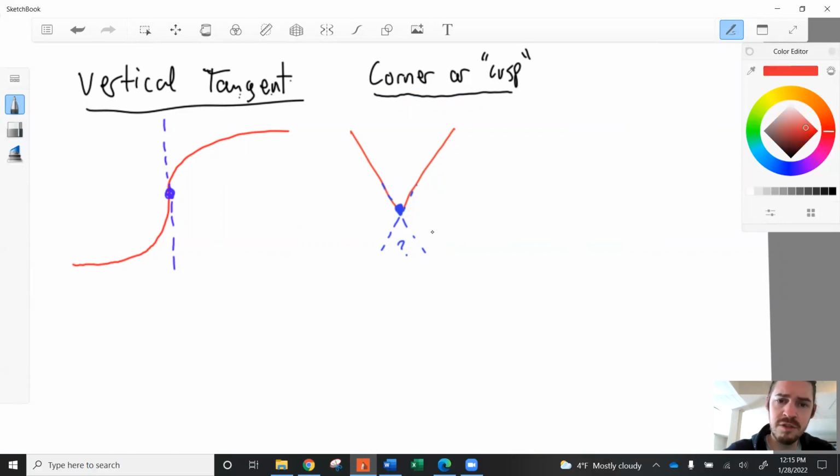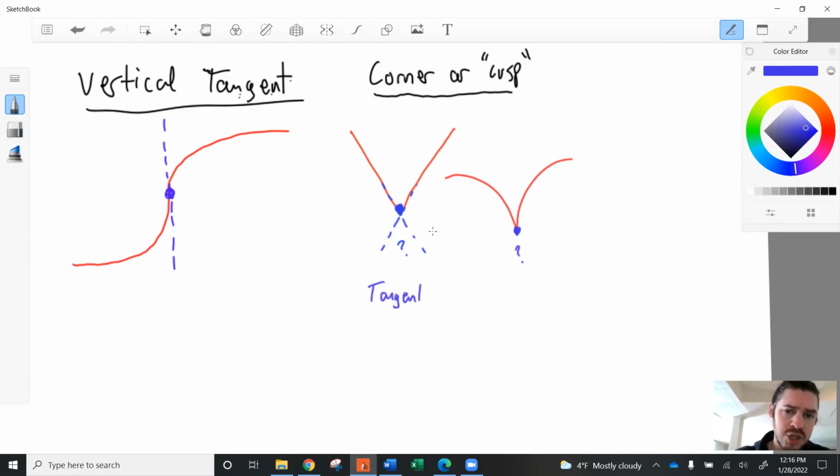Another case, this is like a corner. A cusp is when it sort of looks like that, and you kind of have it approaching infinity, perhaps. So in either of these cases, the tangent slope is undefined.